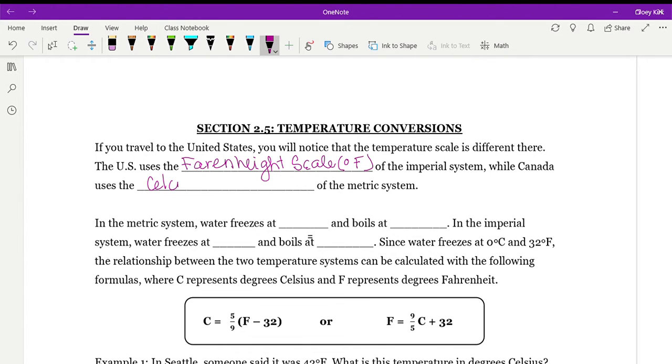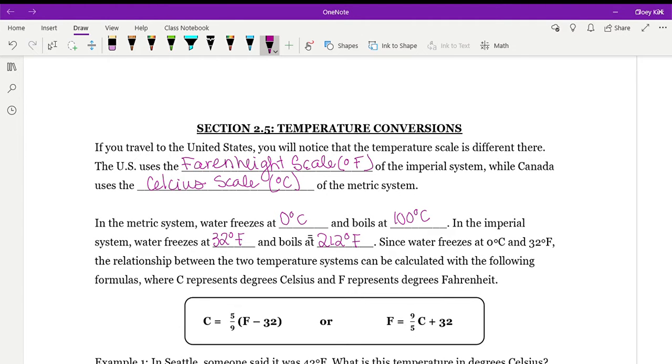and Canada, thank goodness, uses the Celsius scale, which makes much more sense, and is part of the metric system, which is where we would like to be. So in the metric system, water is going to freeze at 0 degrees Celsius, and it boils at 100 degrees Celsius, nice round numbers. Unfortunately, in the Imperial system, water freezes at 32 degrees Fahrenheit and boils at 212 degrees Fahrenheit. So when they're talking about things being 100 degrees Fahrenheit, they're not actually boiling.